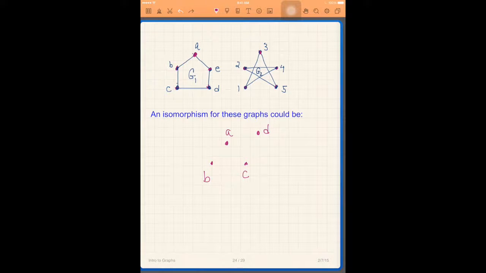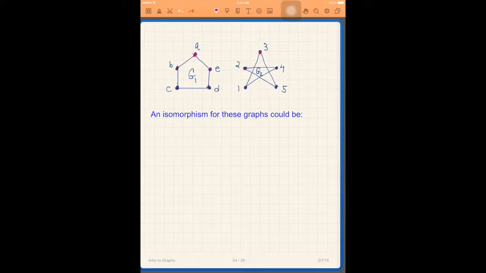So I have A, B, C, D, and I need an E. Okay, so I'm looking at G1, and I see that A is connected to B, then B has to be connected to C, then C is connected to D, then D is connected to E, and then E is connected to A. So actually that graph G1 and the graph I just drew, I could unravel it, untangle it to get back G1. So those would be isomorphic. Now, how about with G2? Is that going to be the case? Well, it will be if I define this isomorphism correctly.